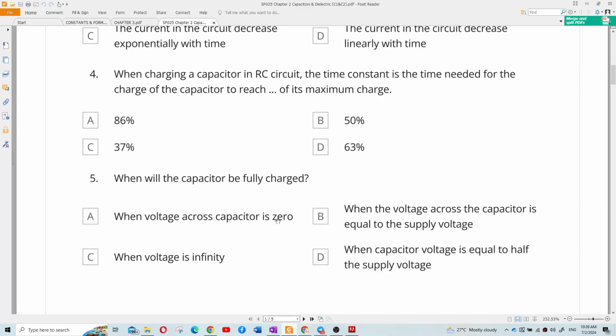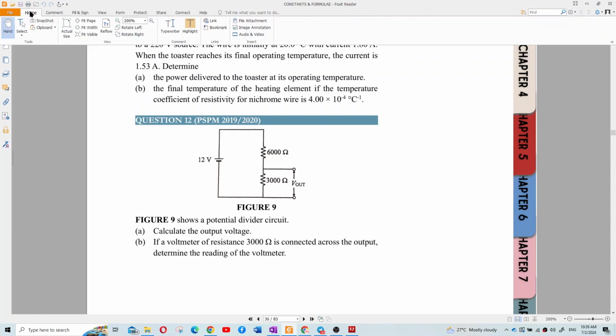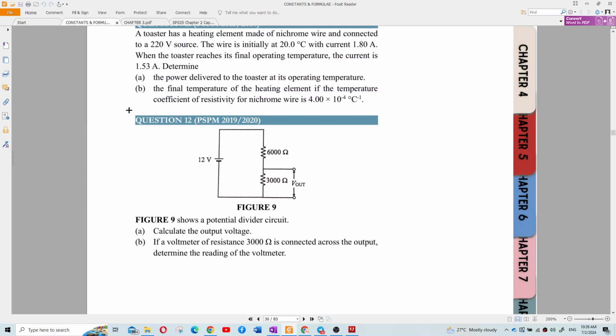All right. Okay. So go back to our question 12. Okay, I already taught you about potentiometer. So let's try some questions.